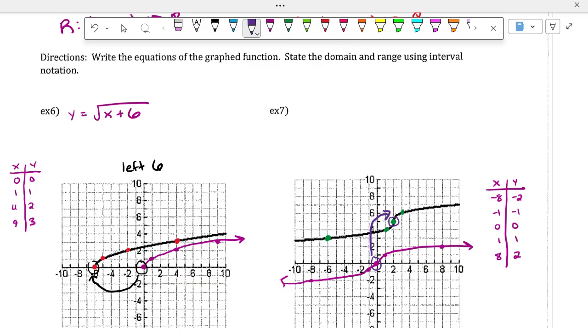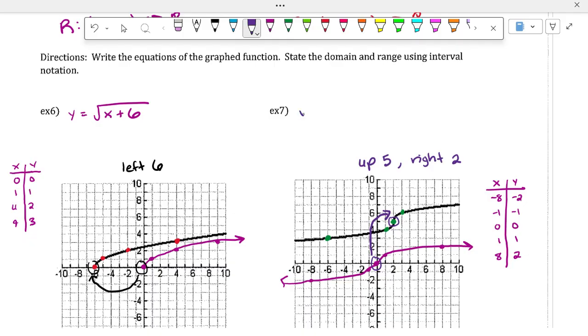I went up and right. So how many did I go up? I went up 5. Yeah, I went up 5, and then right how many? 2.